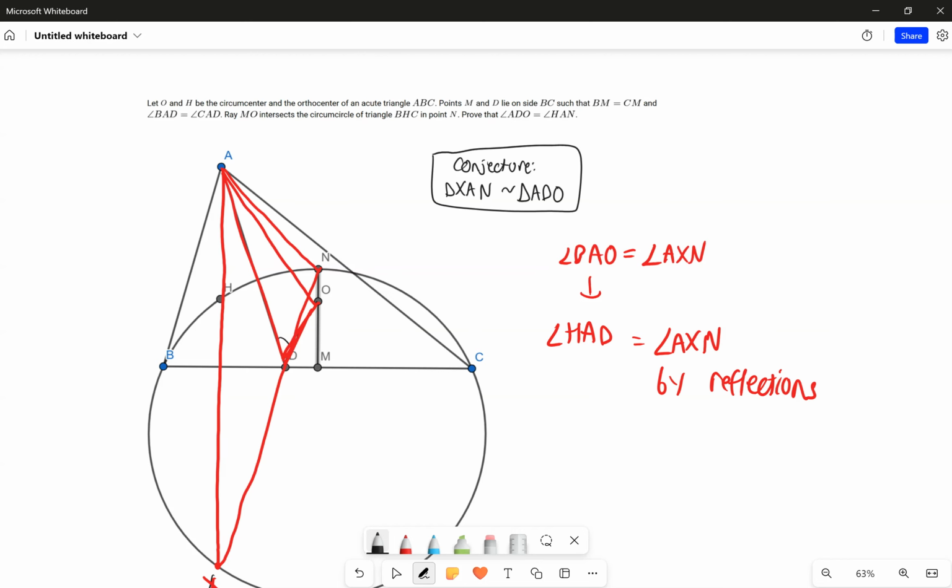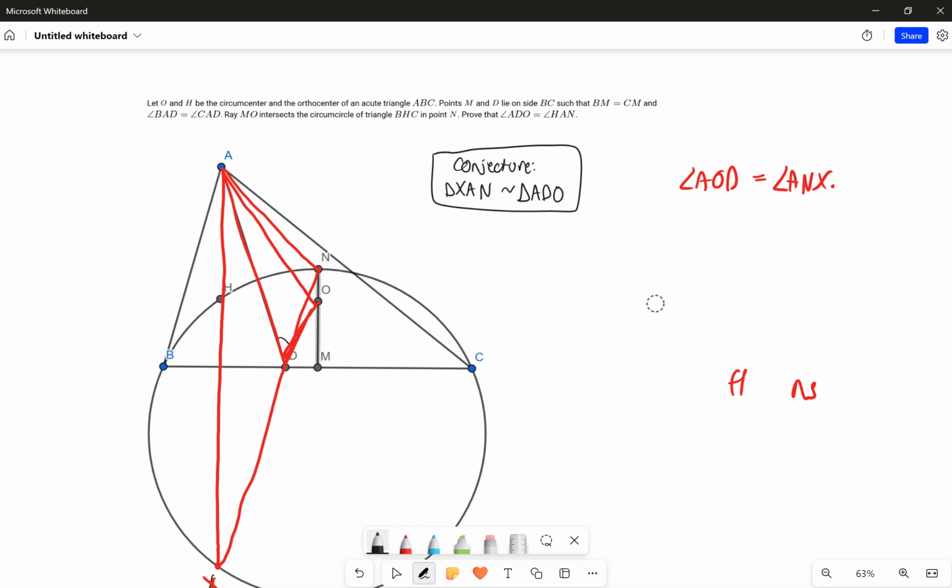So now we have one pair of equal angles. The next one we'd like to show, ideally, is that angle AON is equal to angle ANX. Wait, that should be angle AOD. And we again can't really do much with angle AOD because we can't really relate it to the other angles of the triangle. So we can't prove that the last angle is equal to the other last angle. So we can't use AA similarity.